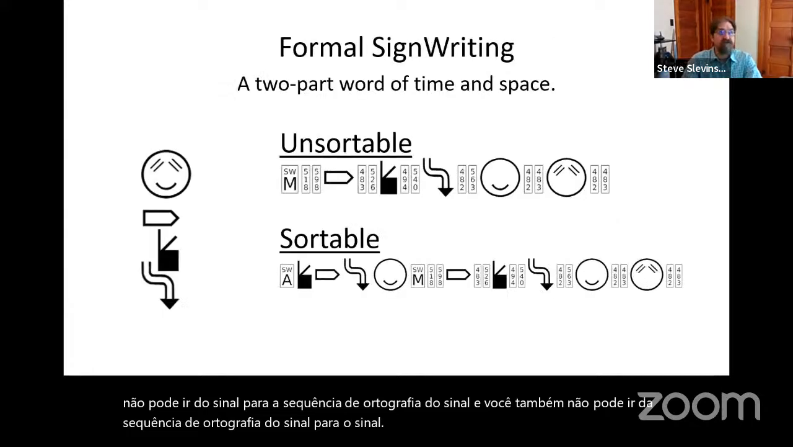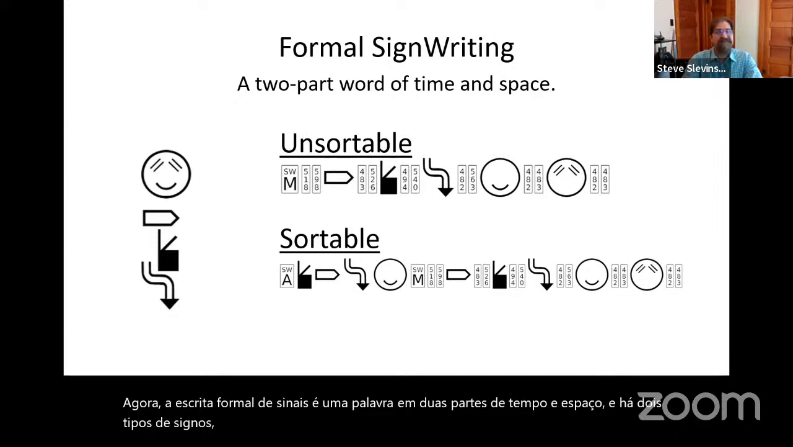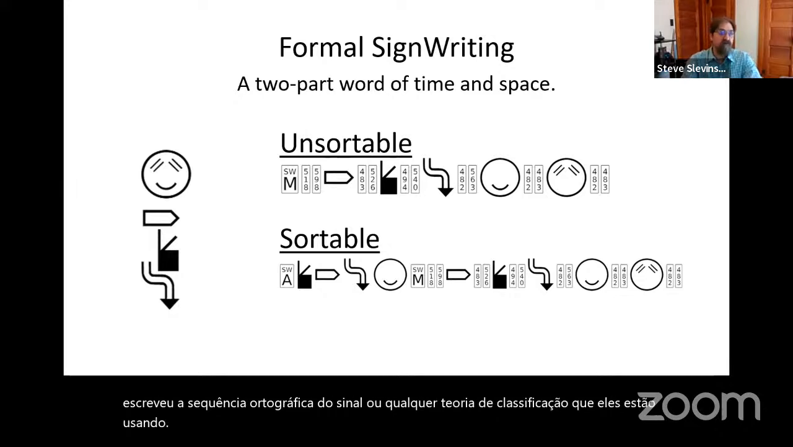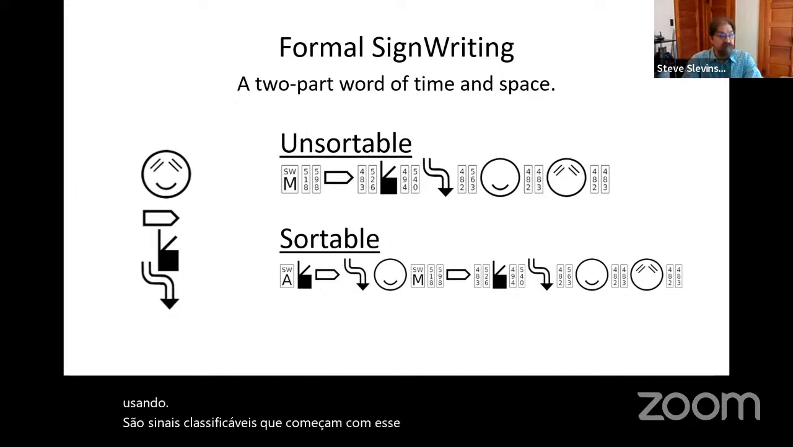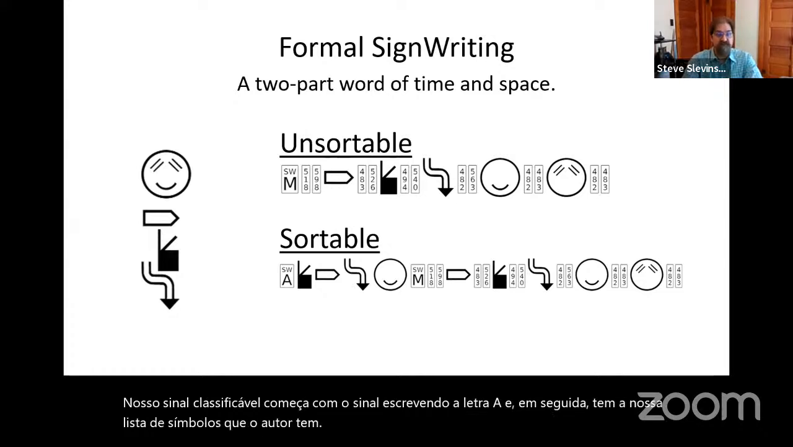Now, formal sign writing is a two-part word of time and space, and there are two types of signs. One is unsortable, and that does not have the temporal prefix, or the author has not written the sign spelling sequence or whatever theory of sorting they're using. Our sortable signs start with that temporal prefix. You can see in our sortable sign, it starts with the sign writing letter A. And then it has our list of symbols that the author has specifically ordered for sorting.